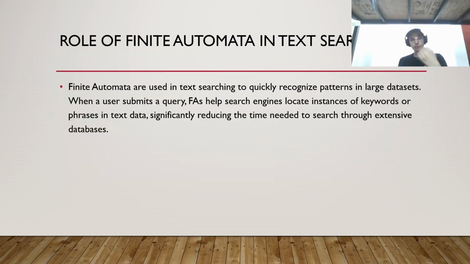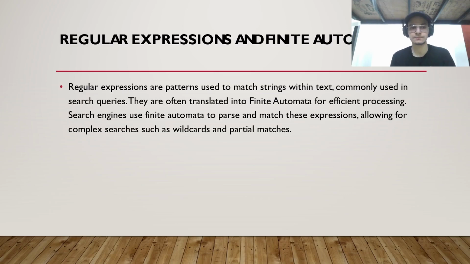So, the role of finite automata in text searching. Finite automata are used in text searching to quickly recognize patterns in large datasets. When a user submits a query, finite automata help search engines locate instances of keywords or phrases in text data, significantly reducing the time needed to search through extensive databases.